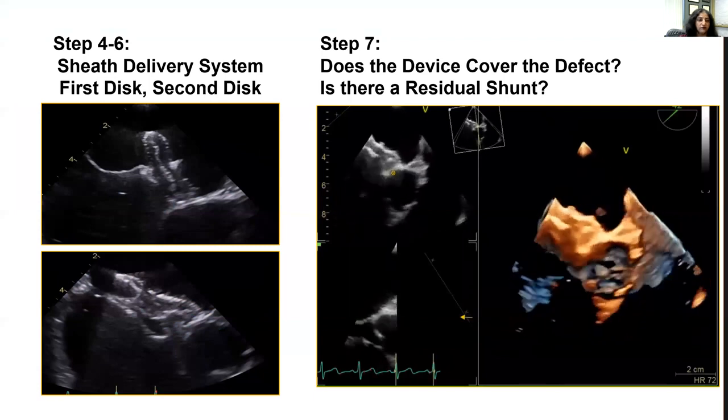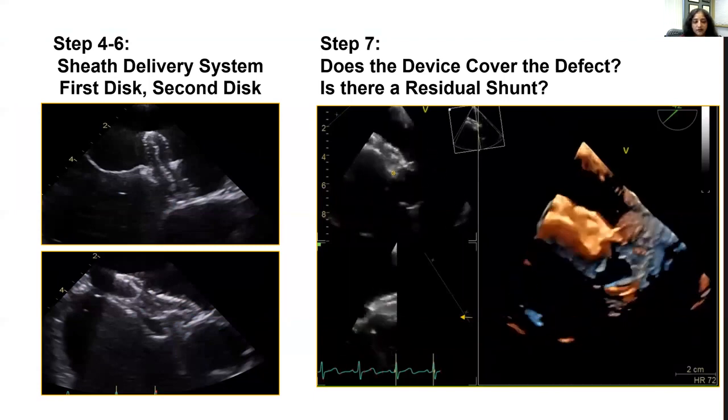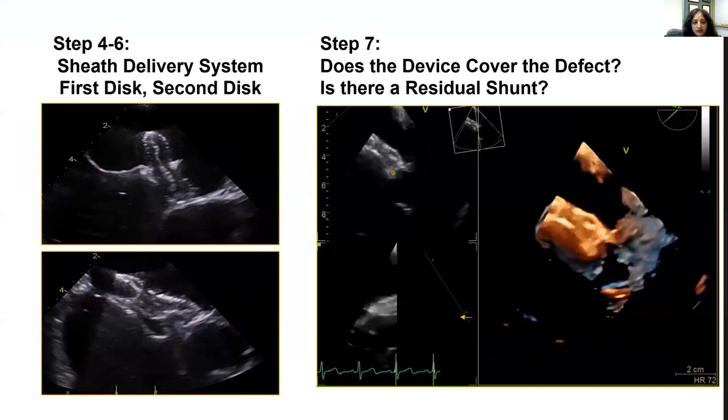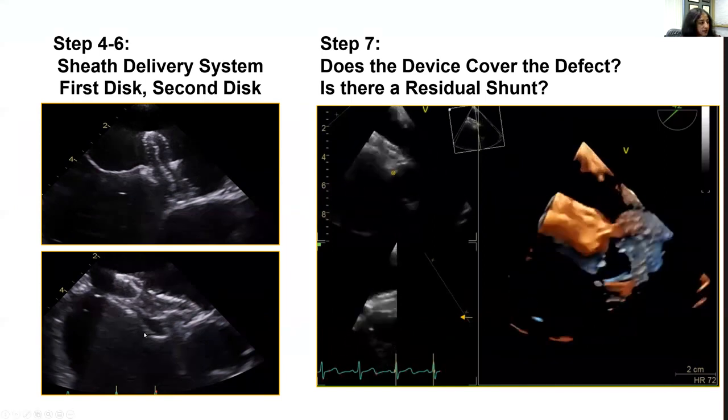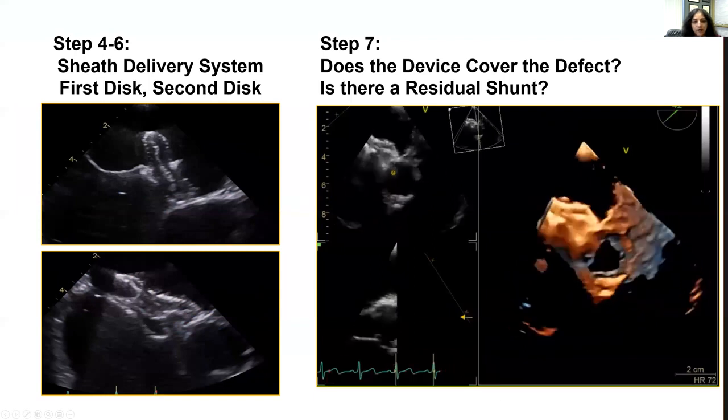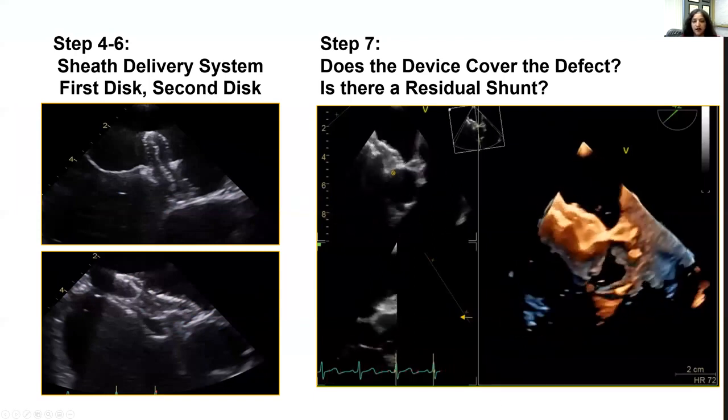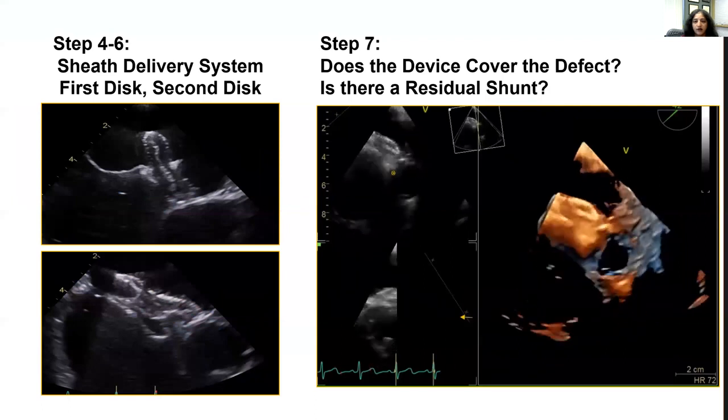Steps 4 through 6 are relatively straightforward. The left atrial disc is deployed. The waist of the device sits in the defect, and then the right atrial disc is also deployed. And then step 7 is our echo monitoring of the device.